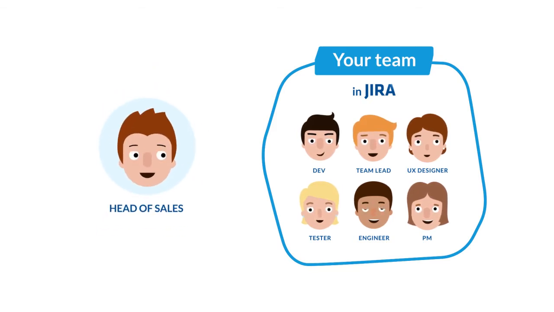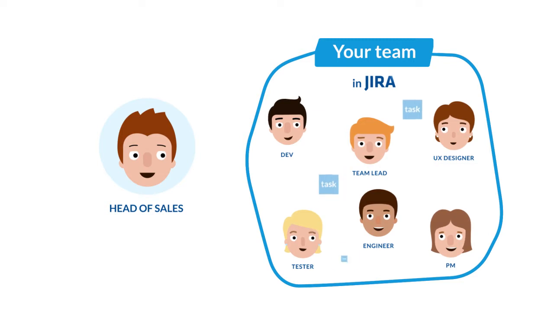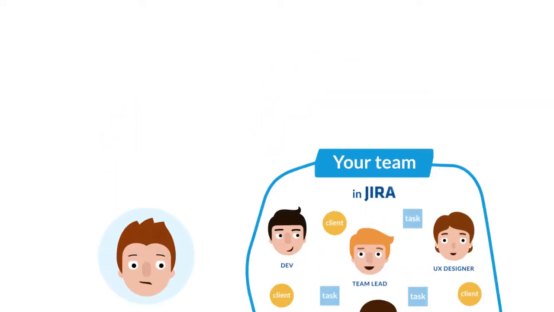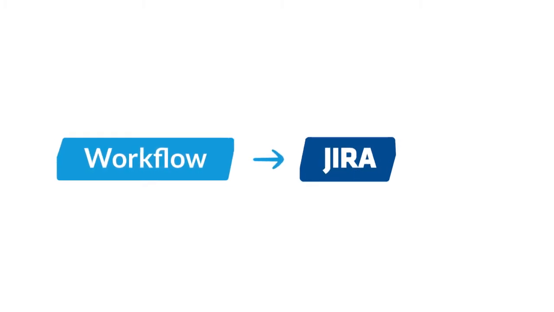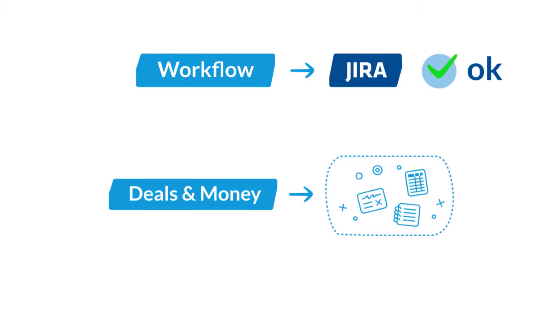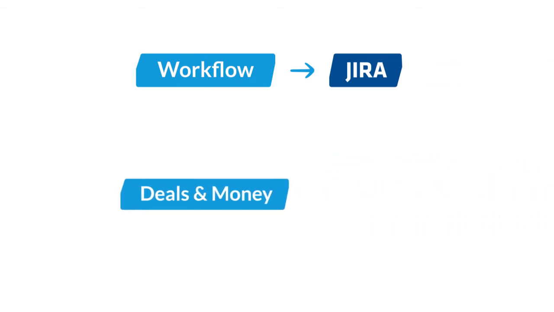But not being in JIRA, you're out of the loop on your team's current activity, and you can't access client contact details. What's more, your company's working on projects in JIRA, but all the deals and financial information are elsewhere. Isn't it time to bring all these together?